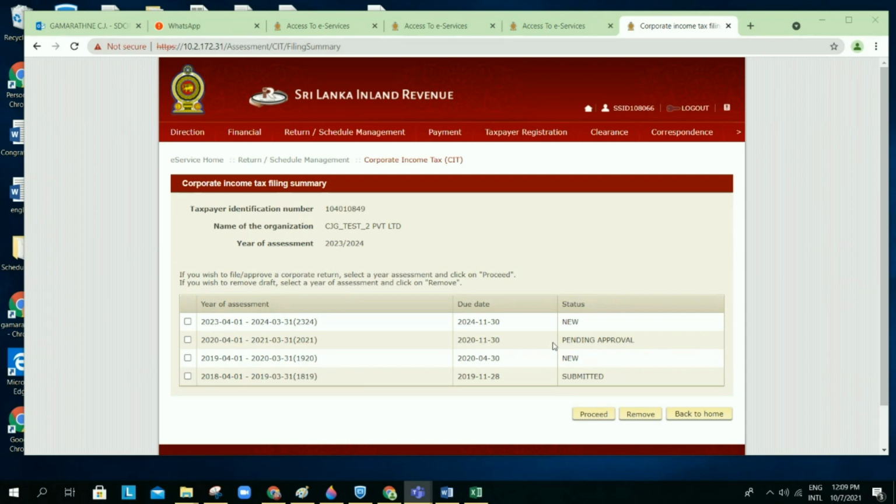Next point, we log in through the approver and find the data completed by the preparer, right? And we are going to complete this. Actually, from the tax agent's point of view, if any tax consultant takes the registration as a tax agent, right? Then just like a preparer, you can prepare the tax return for your client, right?